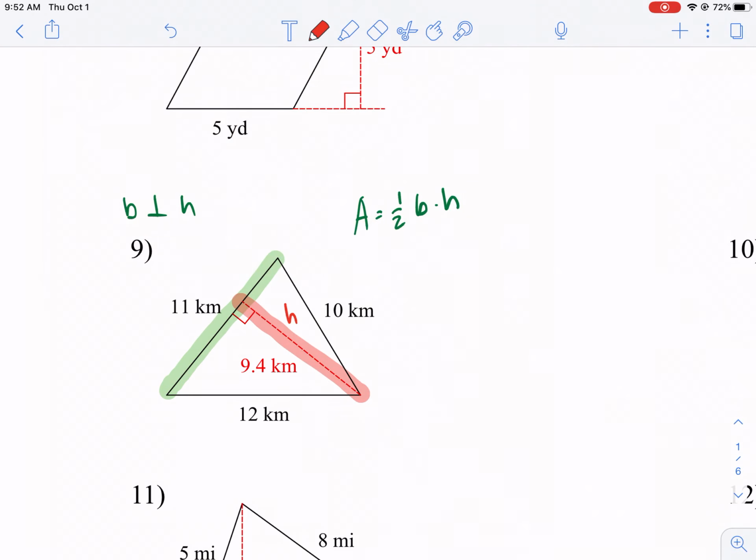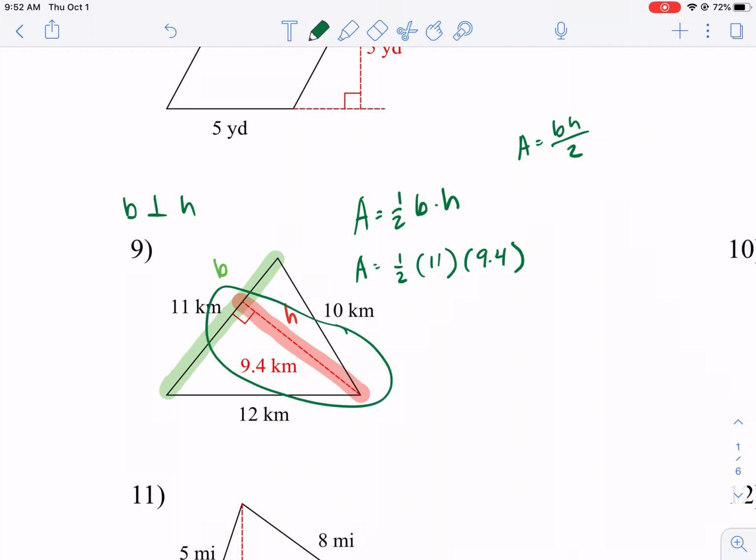So we have area. Now, if you want to write it base times height divided by 2, it's the same thing. I'm not sure which way you've seen it in the past, but I just like putting 1/2 in front. Our base, we're calling 11. Our height, we're calling 9.4. As indicated here, it has to be perpendicular. And we can just go ahead and multiply across. 9.4 divided by 2 times 11.